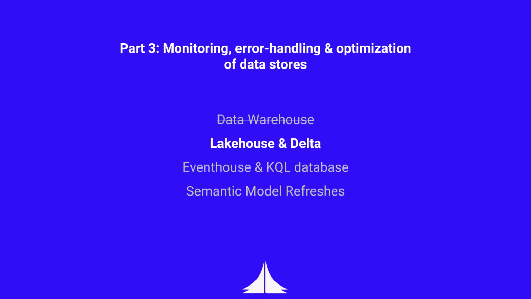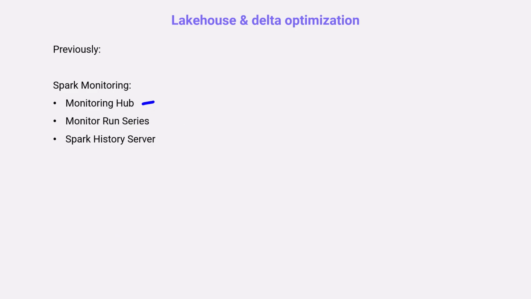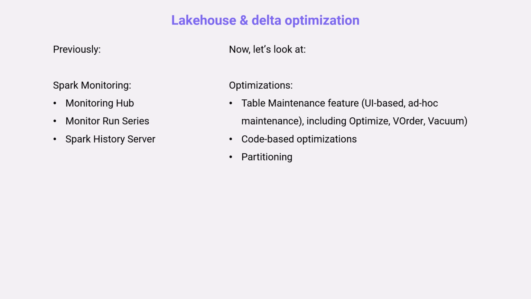Let's talk about Lakehouse and Delta optimizations now. Previously, we've discussed Spark monitoring via the monitoring hub, monitor run series, and the Spark history server here. Now let's have a look at the table maintenance features available to us within the Lakehouse for optimizing our Delta files. Then we're going to move into code-based optimizations, so performing similar stuff like optimize, V-ordering, vacuuming, but via code-based optimizations this time, rather than these table maintenance features, which are UI-based, ad hoc maintenance features. And we're going to look a little bit at partitioning as well.